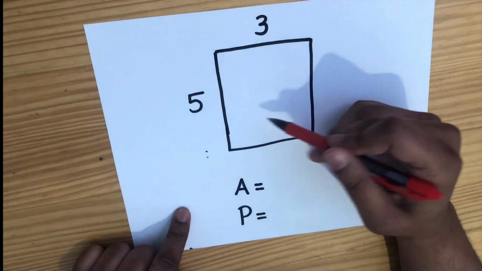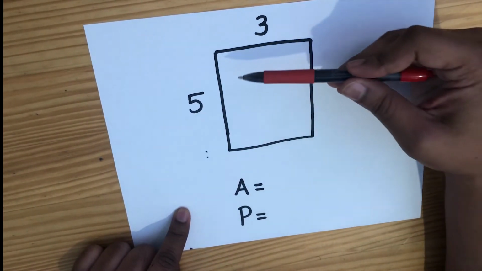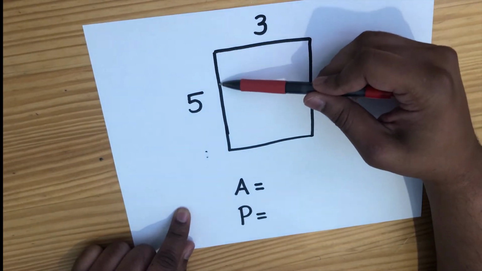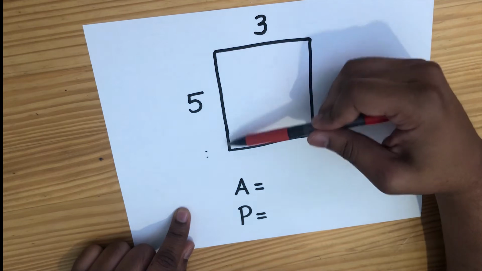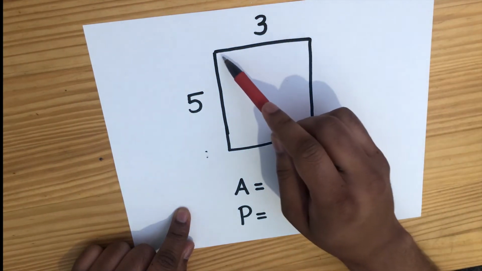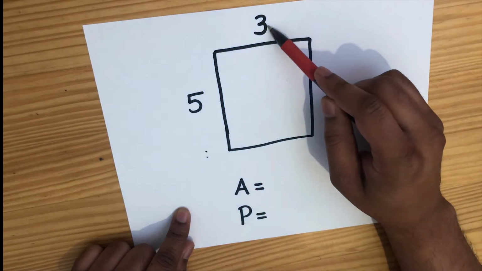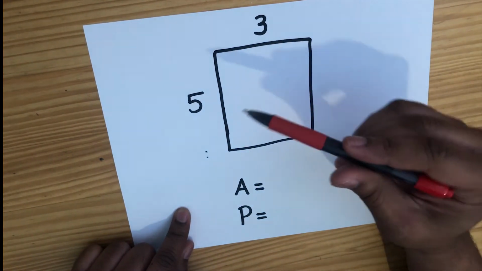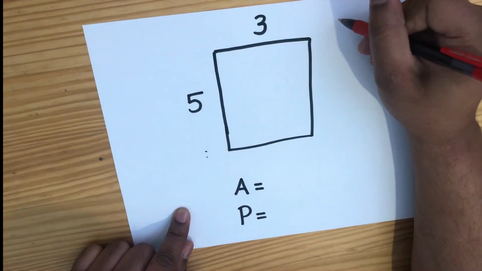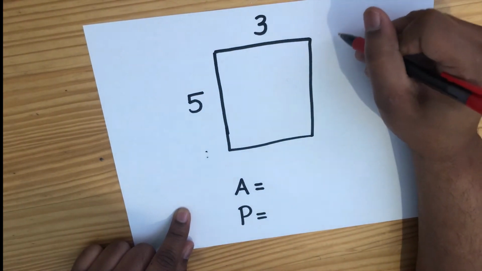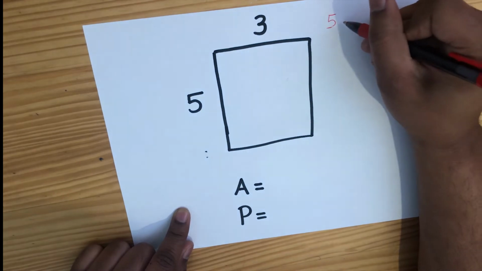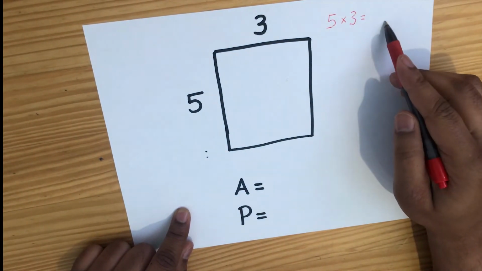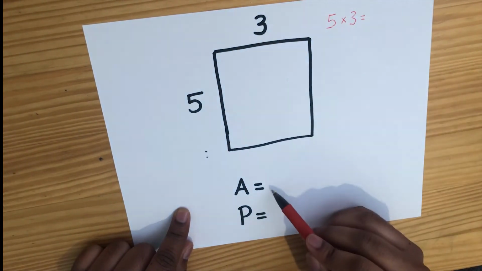So here we have no squares, but we can create our squares looking at our shape. If I look here, this tells me that the length of this side is 5. And this number here tells me that the width of this side is 3. So to quickly find the area, we can simply multiply our length, which is 5, times our width, which is 3. If we know our multiplication facts, we can get our answer. 5 times 3, that will tell us our area.